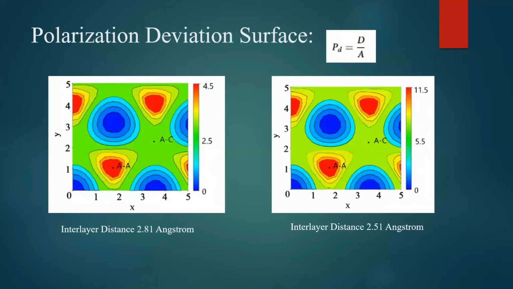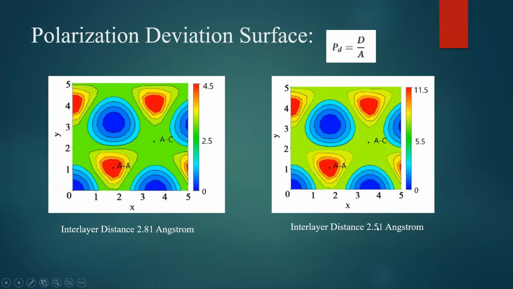And the polarization deviation surface is shown for two different interlayer distances. The first one is 2.81 Angstrom, and the second one is 2.51 Angstrom. For the first interlayer distance, the maximum polarization deviation we find is 4.5 picocoulomb per meter square.